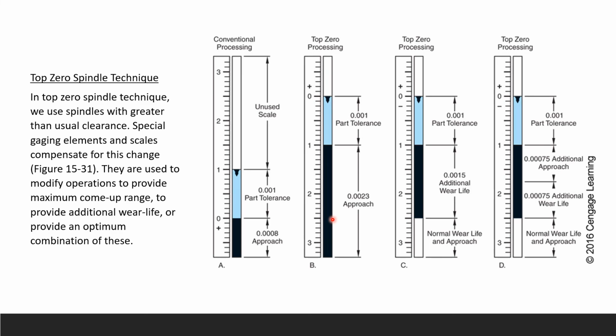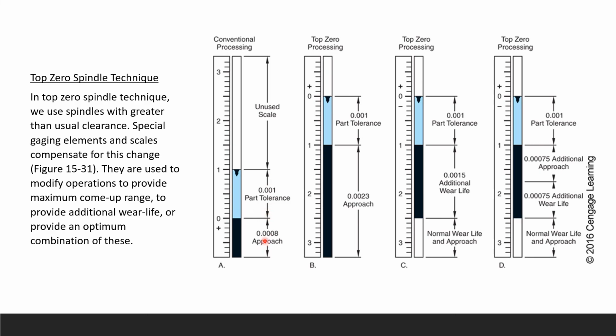So when you take a look at it here, the special gauging elements and scales are available to modify operation in A in order to provide maximum come-up range, in B to provide additional wear life, in C, and then also to provide an optimum combination of them in D. You have to go slowly to take a look at it here.